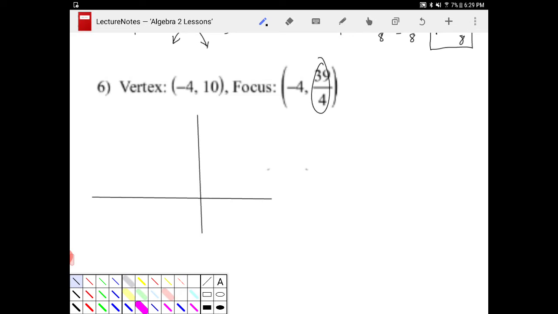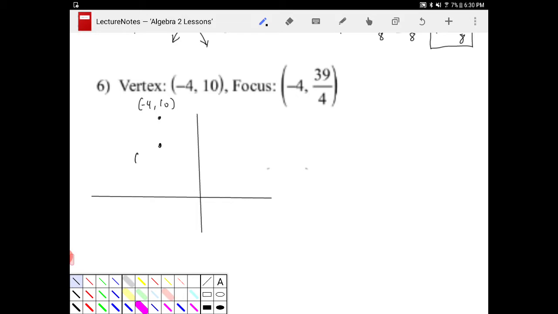39/4, if you notice, is this greater than 10 or less than 10? This is actually less than 10, right? So that means my focus is going to be underneath the vertex. So this is (-4, 10). Again, I am not drawing anything to scale. And this is (-4, 39/4), and that's my focus.